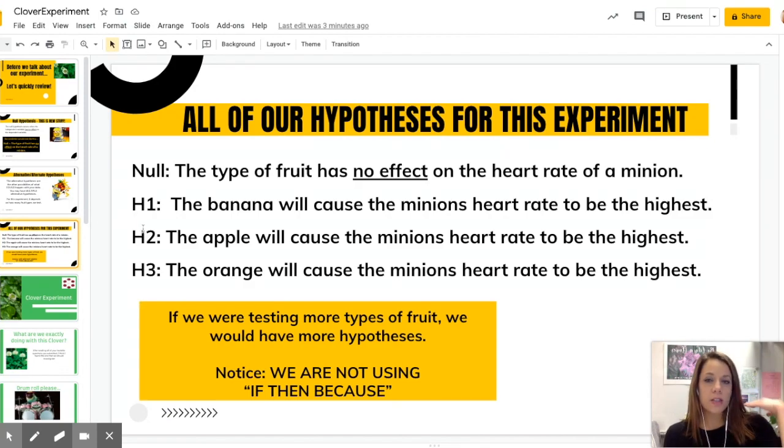And this makes it so that when you get to the end of your experiment and you get your data, it's not your opinion or what you thought was going to happen. It makes it so that you're not wrong. It's just whichever your data supports. A lot of times kids like to say, well, I think that the banana is going to cause it to be the highest. Well, it's not going to be a failure if you're wrong at the end of the experiment. So that's why we write them like this.